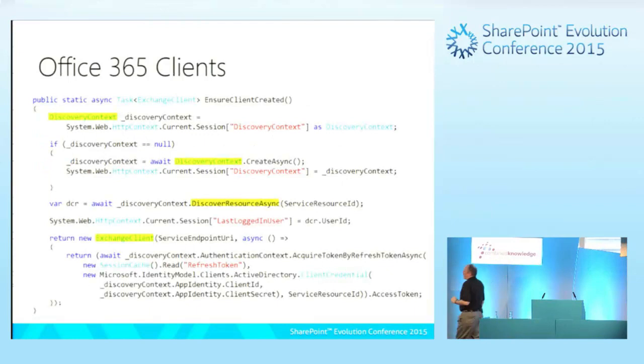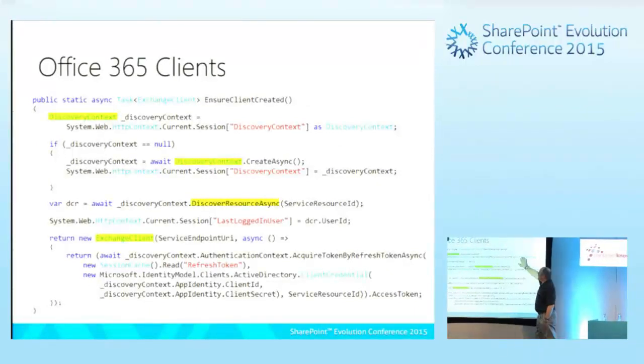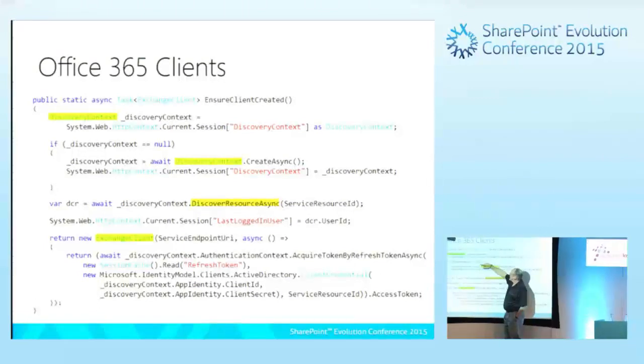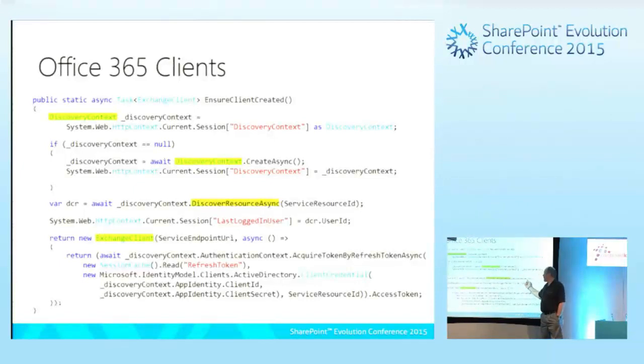So here's an example of the Exchange Client. I start with a discovery. This example shows how I've cached in session state. I have a discovery context, a class given to me by Visual Studio. I create the context, and when I have the context, I say I want to discover a resource, and I have a resource ID. These are the well-known values: Exchange, SharePoint, Azure AD. That's going to then return this discovery context object.